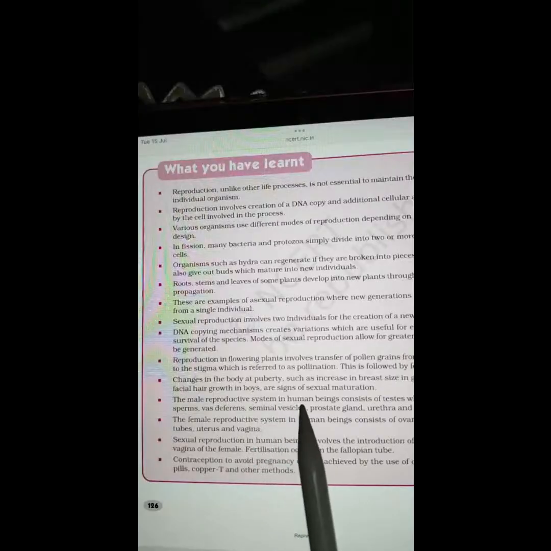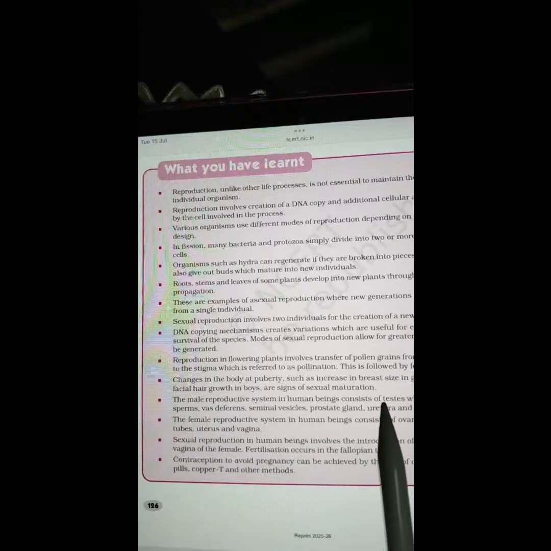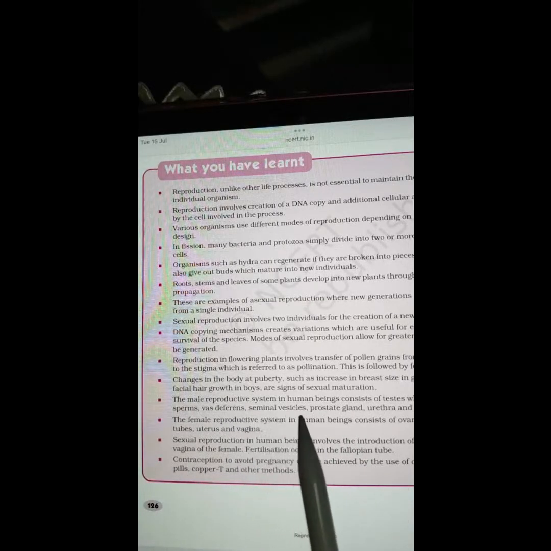Changes in the body at puberty, such as increase in breast size in girls and new facial hair growth in boys, are signs of sexual maturation. The male reproductive system in human beings consists of testes, which produce sperms, vas deferens, seminal vesicles, prostate gland, urethra, and penis. The female reproductive system in human beings consists of ovaries, fallopian tubes, uterus, and vagina.